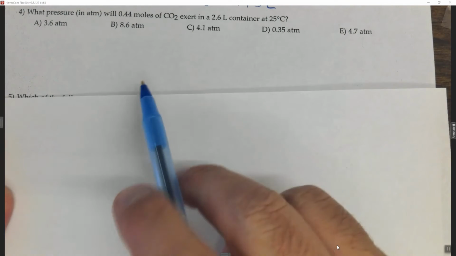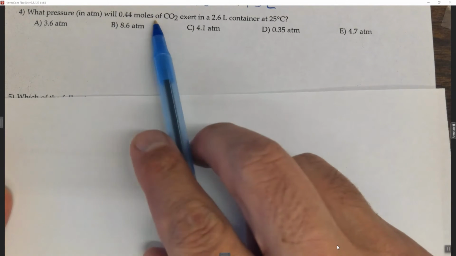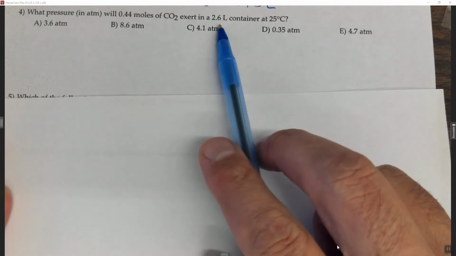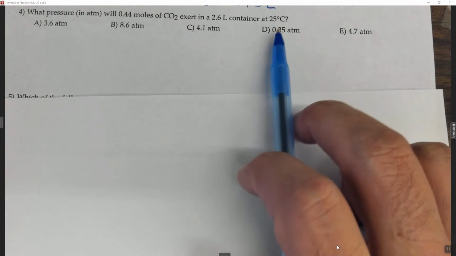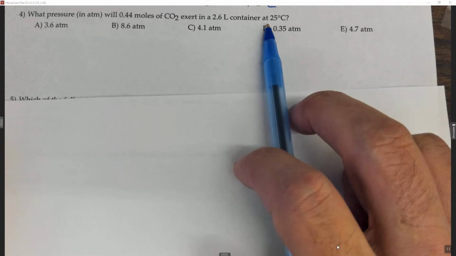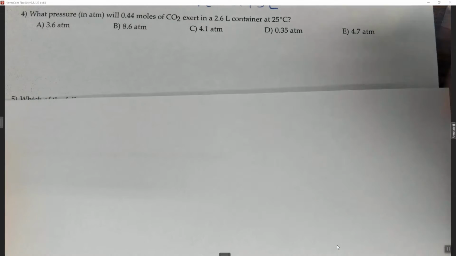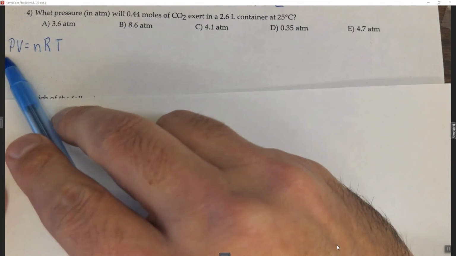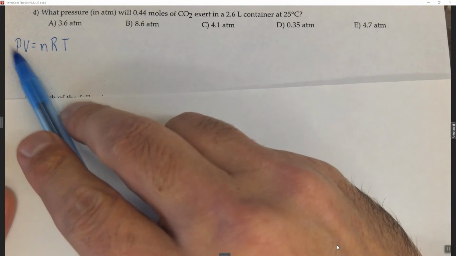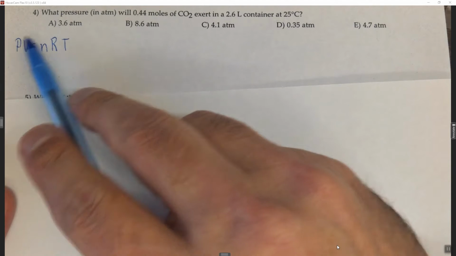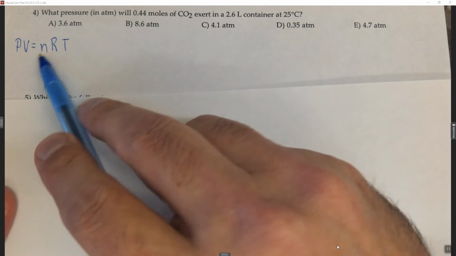It says what pressure in atmospheres will 0.44 moles of carbon dioxide exert in a 2.6 liter container at 25 degrees C. So we've shown the ideal gas law in the previous two questions, but here we actually need to use it. So PV equals nRT. The pressure, or P, has to be in atmospheres, not in torr. V is the volume, has to be in liters. N is the number of moles, moles is a unit.